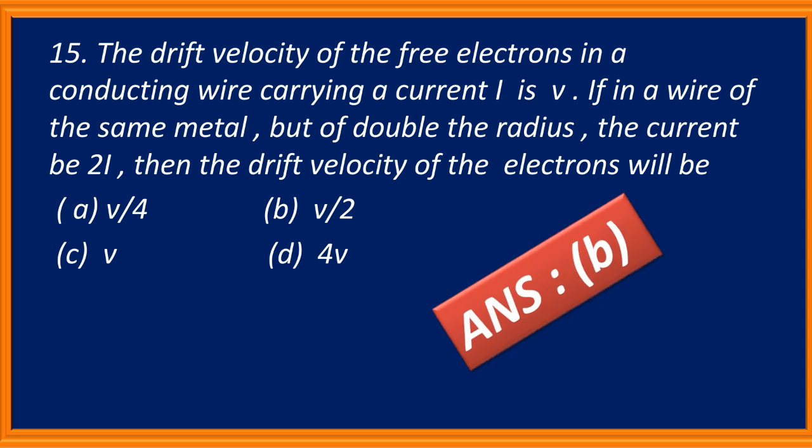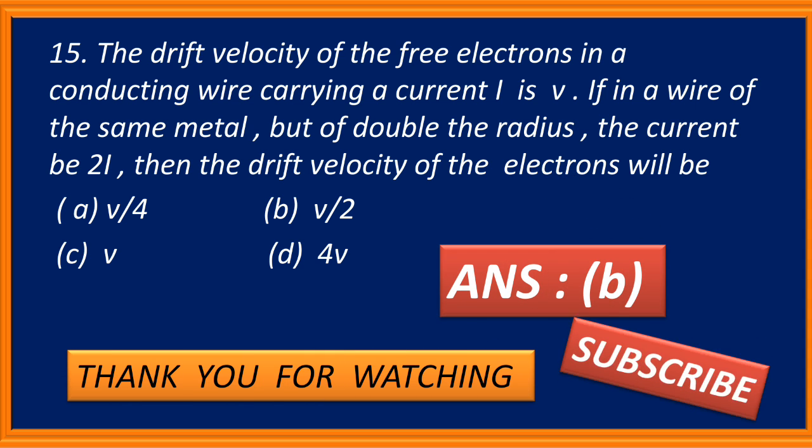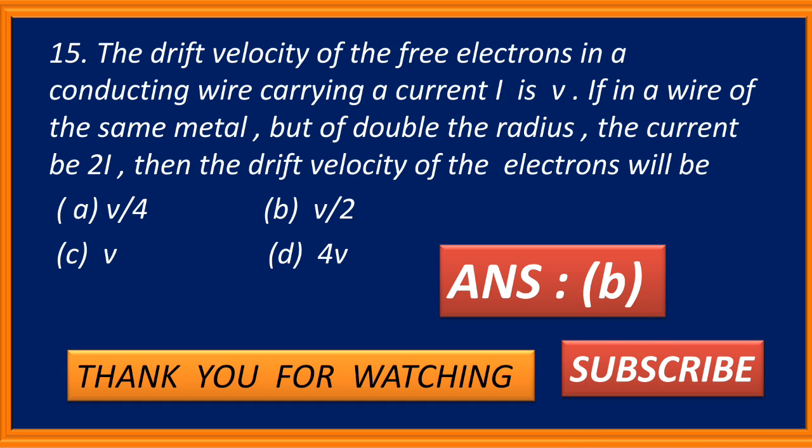Now the last question, that is question number 15. The drift velocity of the free electrons in a conducting wire carrying a current I is V. If in a wire of the same metal but of double the radius the current be 2I, then the drift velocity of the electrons will be: V by 4, V by 2, V and 4V. Here your correct answer is V by 2, that is option B.